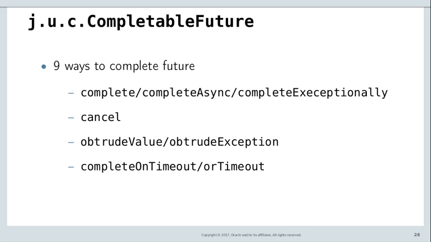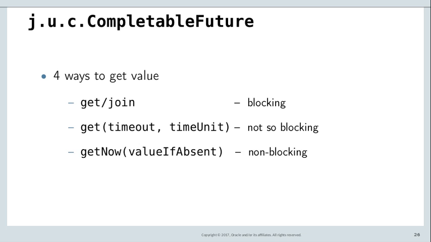Let's talk a little bit about the CompletableFuture class itself. It has a lot of methods to complete a future: complete it explicitly, cancel, or make a timeout completion. I just have to say that the complete-on-timeout methods appeared in Java 9. That functionality didn't exist in Java 8. We have 4 ways to get a value from a CompletableFuture. We could block at some point and wait until the result is available. We could do it with a timeout, or we could just check if there is a value or not.